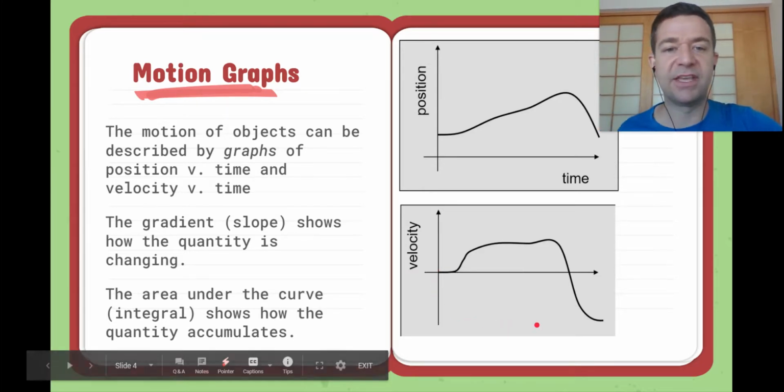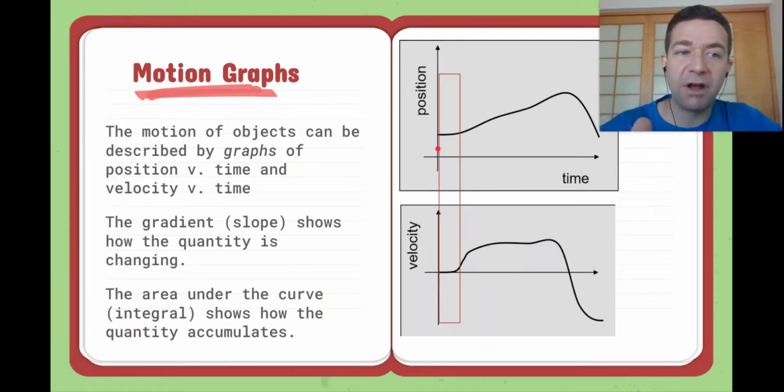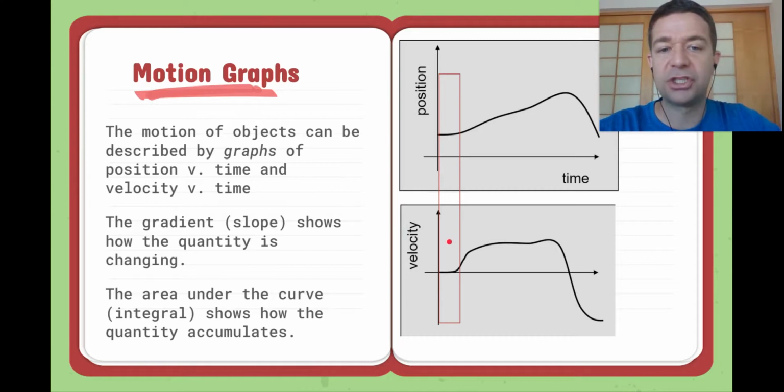Let's look at some specific examples. Right here in the beginning of the motion, the position versus time graph is roughly constant. It's horizontal. What that means is that the position is staying the same for that time. And sure enough, if you look at the way that that's changing, that's the velocity, and the velocity in that region is 0.